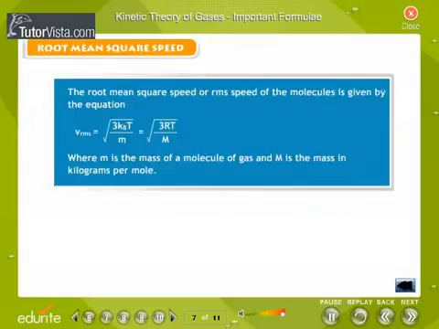Root mean square speed. The root mean square speed or RMS speed of the molecules is given by the equation, where small m is the mass of a molecule of gas and capital M is the mass in kilograms per mole.